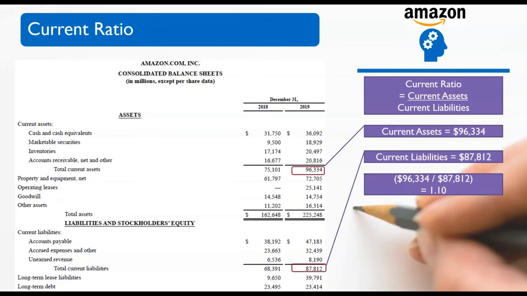So what does this mean? Well, we can see that Amazon has a current ratio of 1.10 for fiscal 2019. In other words, this means that for every $1 of current liabilities, Amazon has $1.10 of current assets. Overall, this is sufficient since Amazon's current ratio is above 1.